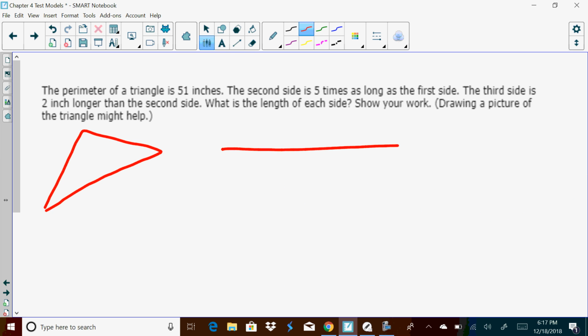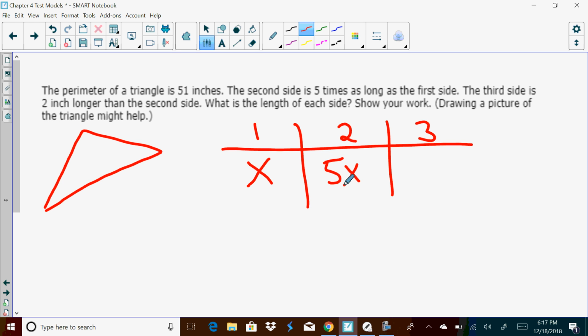We can also make like our little table. So we have first side, second side, third side. So it tells us that our second side is 5 times as long as the first. So our first is going to be x. So 5 times x. The third side is 2 inches longer than the second side. So the second side is 5x. So the third side would be 5x plus 2. So I can make it x, 5x, 5x plus 2.